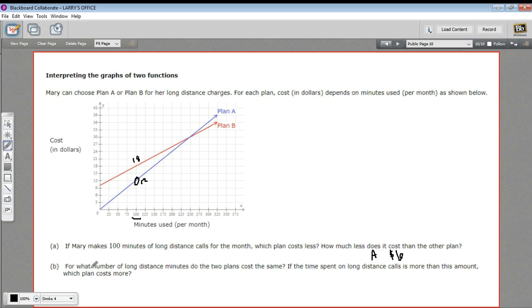All right, let's look at B. For what number of long distance minutes do the two plans cost the same? So that is right here. Where they cross is where they cost the same. And this is at 250 minutes.